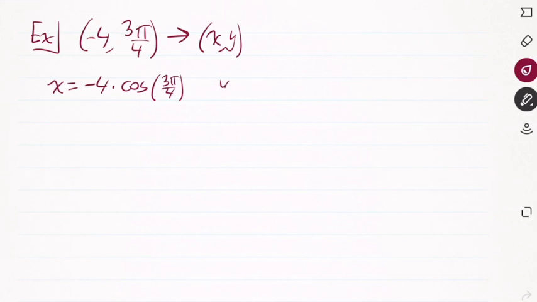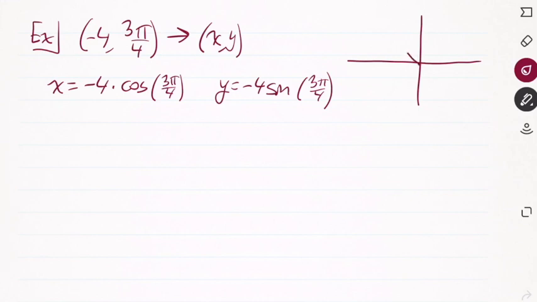And then this one over here would be y equals -4 sine of 3 pi over 4. If we were going for an exact answer, we would draw a special triangle. Let's put it up here. We'd put it in 3 pi over 4. We know the reference angle here is pi over 4. This side is -1, this side is 1, this one is square root of 2.